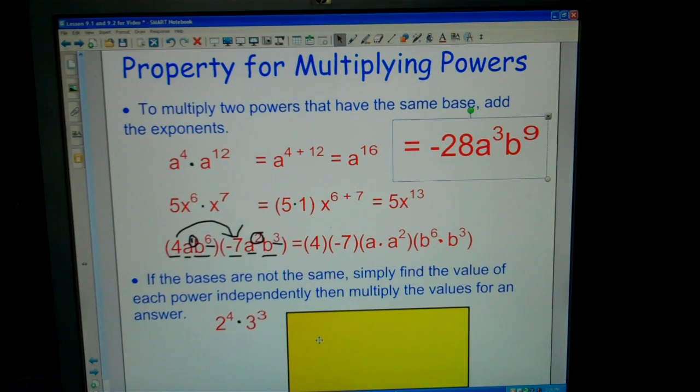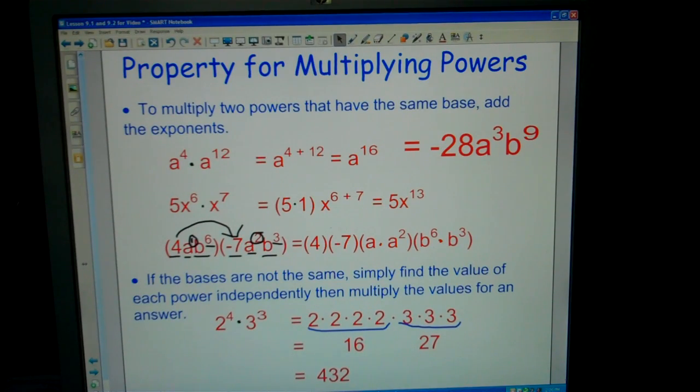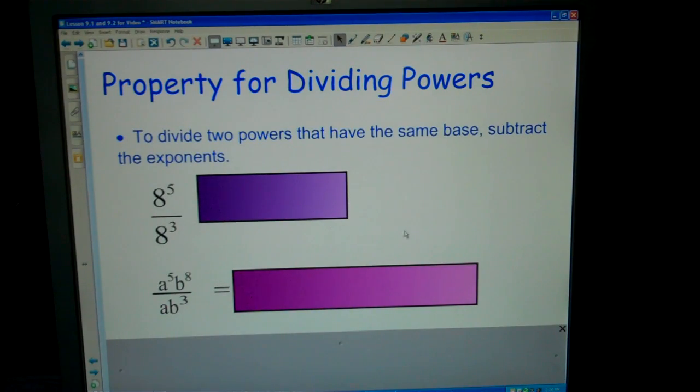If the bases are not the same, you just have to do each part individually. No shortcuts. 2 to the 4th, what is that answer? 3 to the 3rd, what is that answer? And then combine them. That's all. No shortcut if the bases are different. Division. All right, I'm almost done, I promise. Okay, whew, this is a long one, sorry.